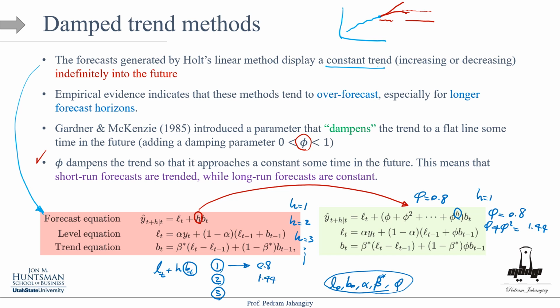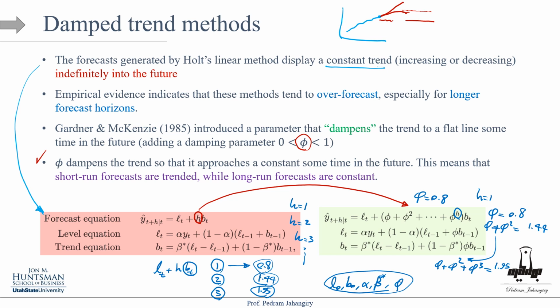And if h is equal to 3, I'm going to write it here: phi plus phi squared plus phi cubed. So 0.8 plus 0.8 squared plus 0.8 cubed. If you do the math, you will get 1.95. As you see, here the phi was large. If I start with a smaller phi, of course the flattening, the damping is going to be stronger, and the coefficients are going to be smaller.